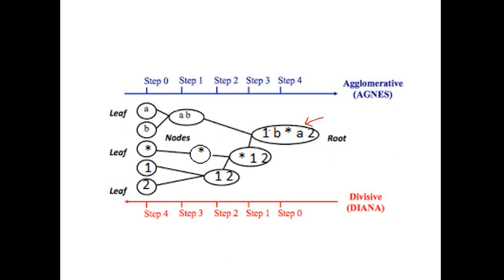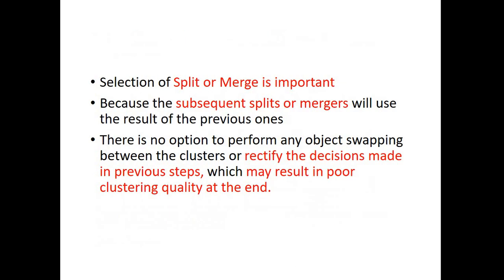Then again, based on the similarities of the objects within the cluster, the star is divided into a different cluster group. 1, 2 is divided into a different cluster group. Then finally, when we look into the leaf node contents, all the alphabets belong to the same cluster group. Special characters belong to the same cluster group. Numbers belong to the same cluster group. So in that way, the homogeneous objects will fall into the same cluster group. This is the divisive clustering method.